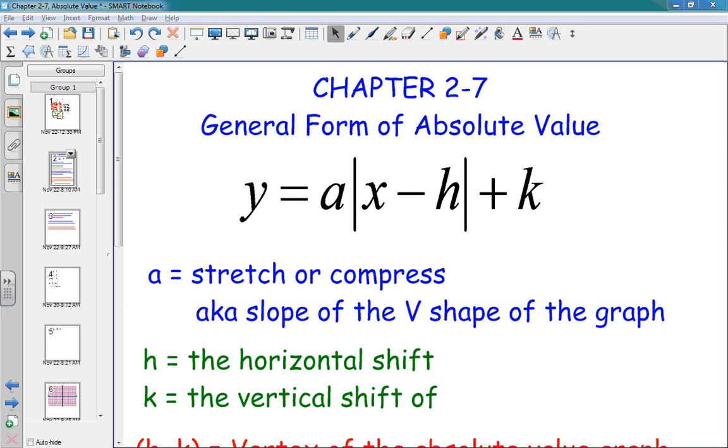Yes or no? Yes. Okay? So stretch means your slope is going to be positive, a whole number. A stretch is going to be whenever you have a whole number. A compress is going to be whenever I have a what? A fraction. Do we all understand that? Yes or no? Excellent.